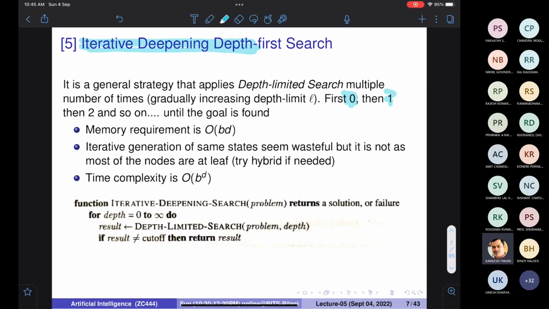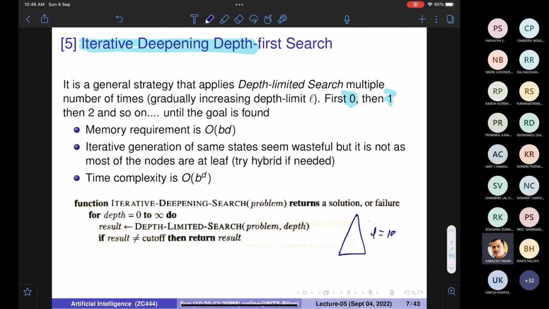Okay. So you may be thinking, sir, what is this method? Because initially, let's assume that you have searched to this particular point, say depth k. Let's assume that in a tree you have L equal to 10. So you have searched all these points, and you didn't find the solution.